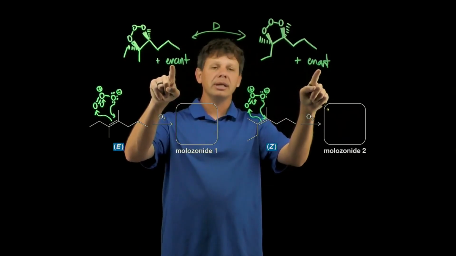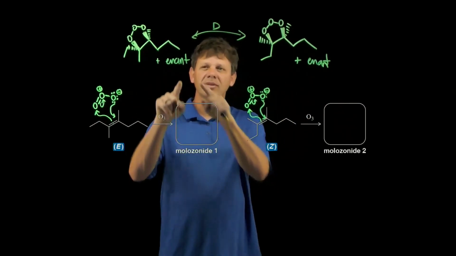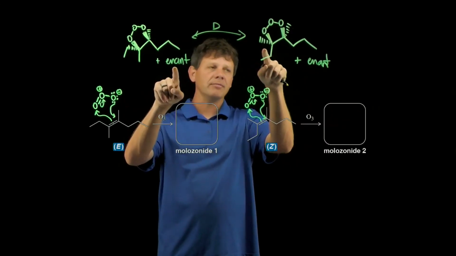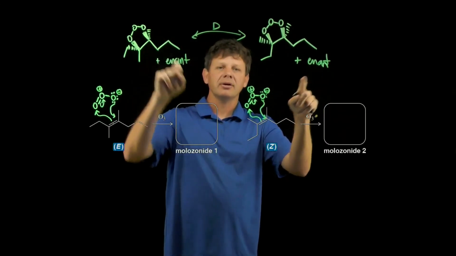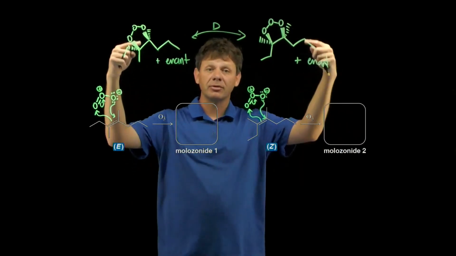Had we drawn these two enantiomers, they would also be diastereomers of each other. And not to confuse this, but this enantiomer would be a diastereomer of this. This enantiomer would be a diastereomer of this. And of course, this and these are what are enantiomers of each other.